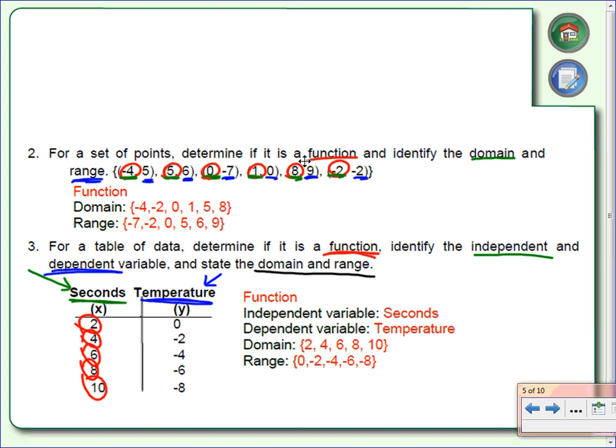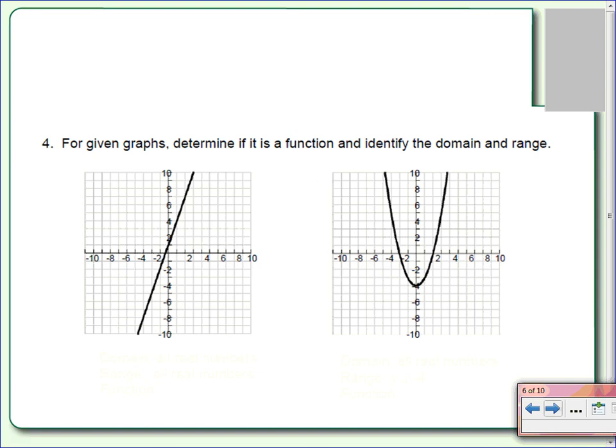Okay, we're moving on. Number 4. For number 4, they give us some graphs. For each of these graphs, we're going to determine if it's a function. Once we know if it's a function or not, then we're going to go ahead and identify the domain and range, the x's and the y's.